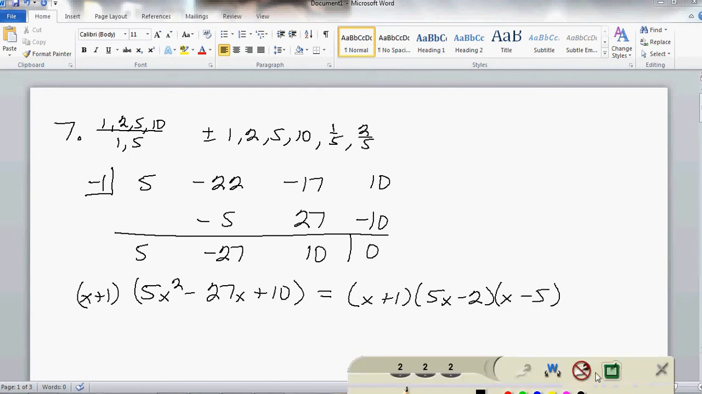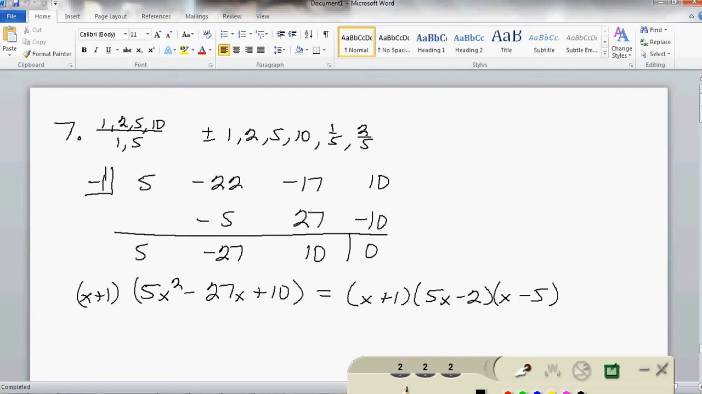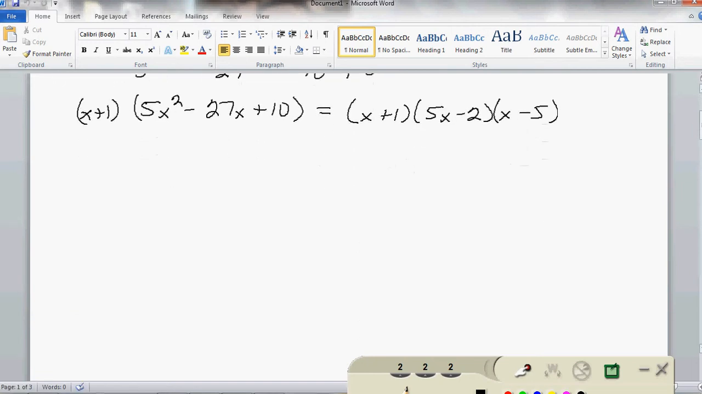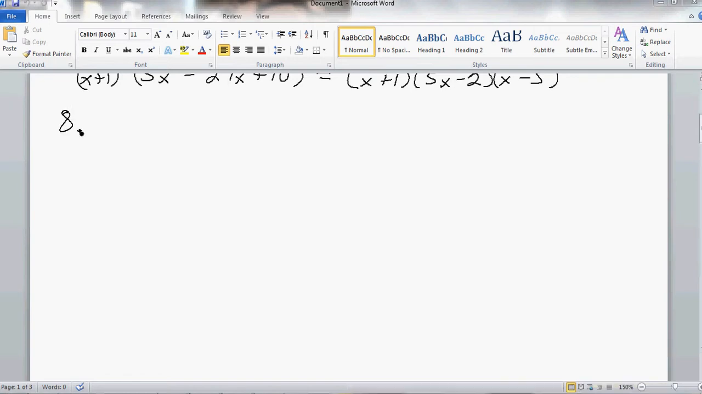Problems 8, 9, and 10 ask us to find the intercepts. And guess what? It's no different than what we've been doing in all the past times. So I'm going to find the y-intercept. F of 0 equals 0 cubed minus 6 times 0 squared minus 0 plus 6, which equals 6. So (0, 6) is one of the intercepts.